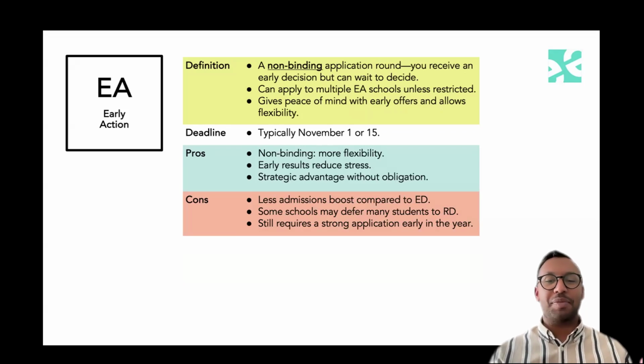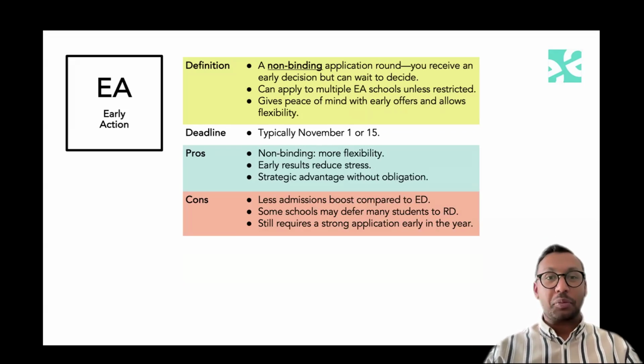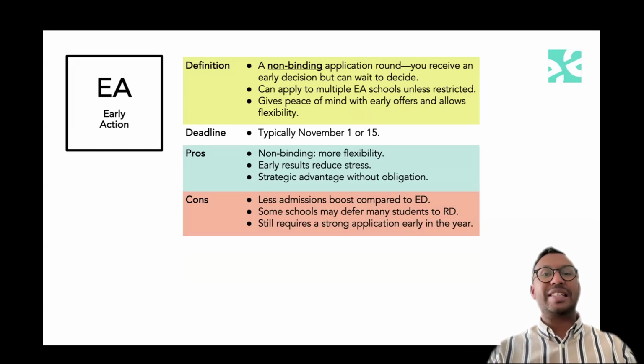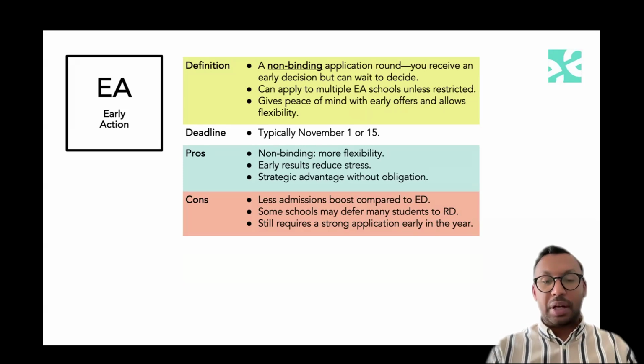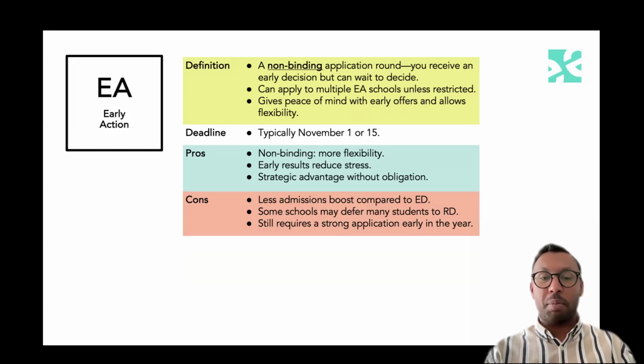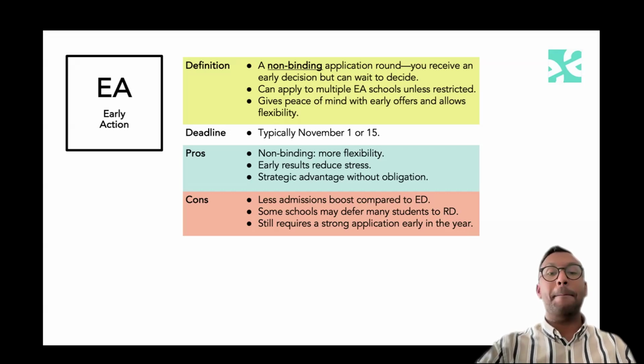And now we move into something that is a lot more flexible, which is early action. With early action, it is non-binding. The great thing about this is that you receive your decision quite early, typically within December or early January if you're applying on November 1 or November 15th. But the great thing is that you don't need to commit to the school immediately. With early action, you could leave it until May.